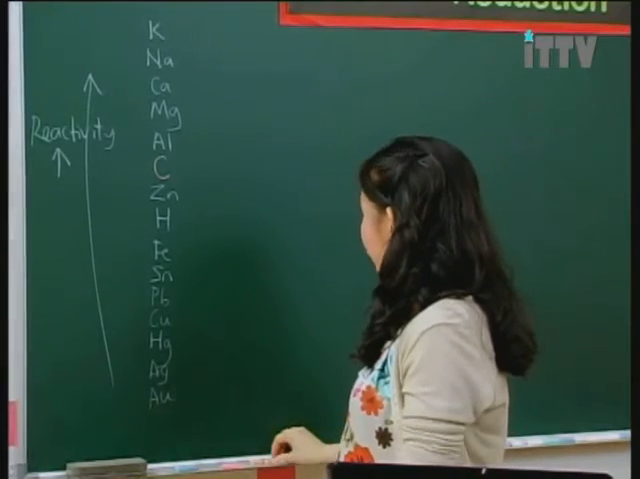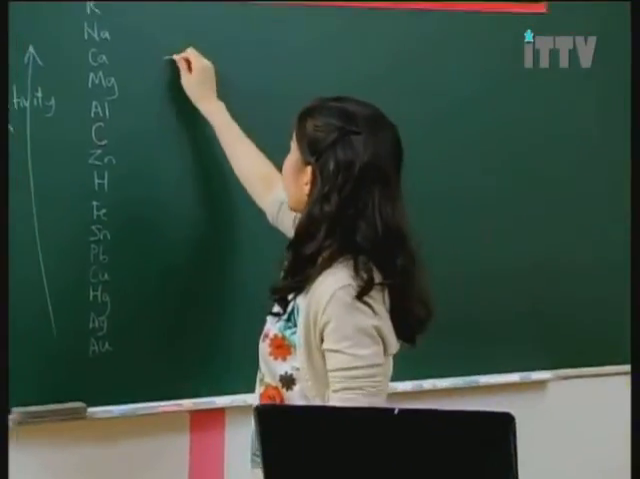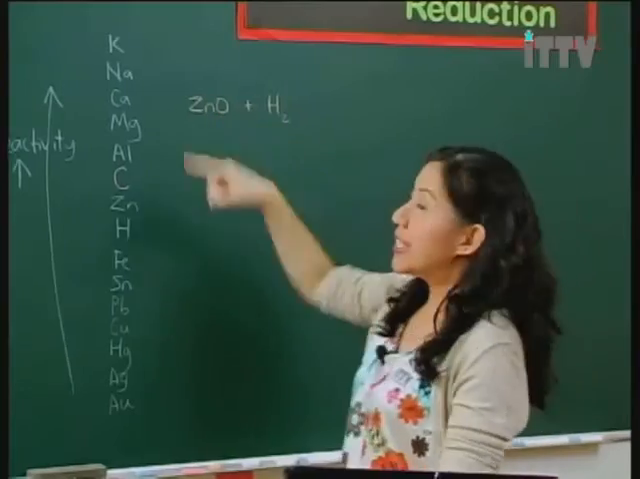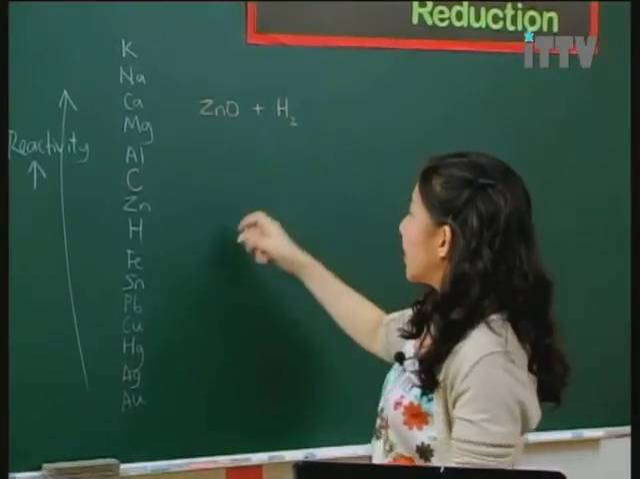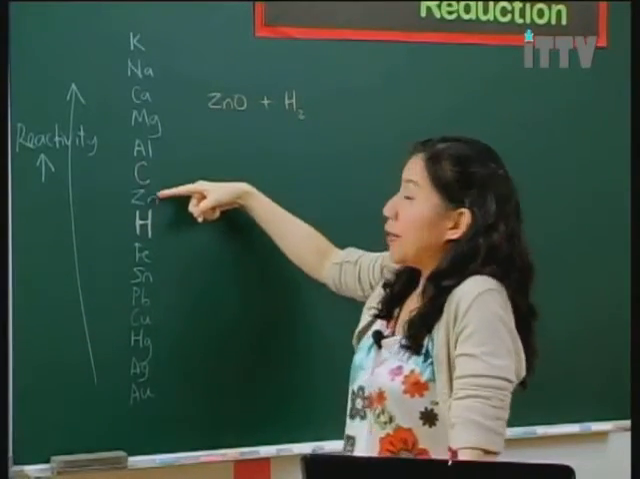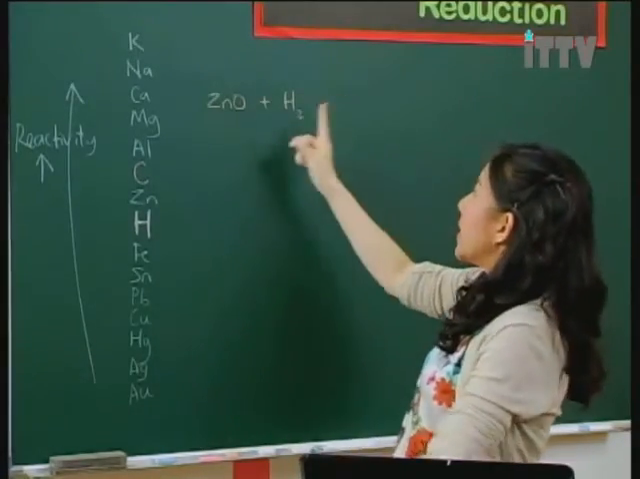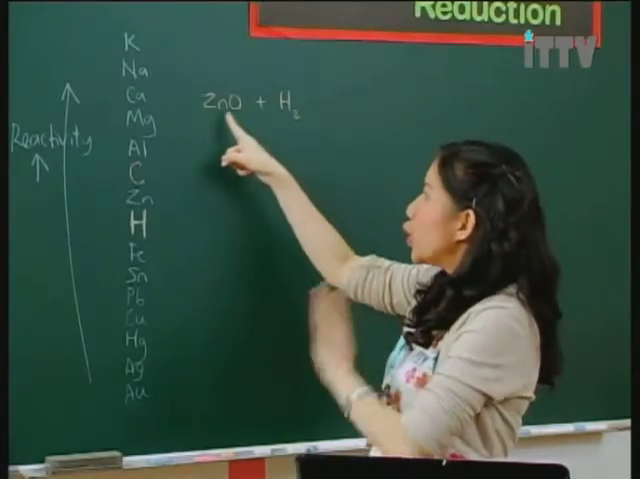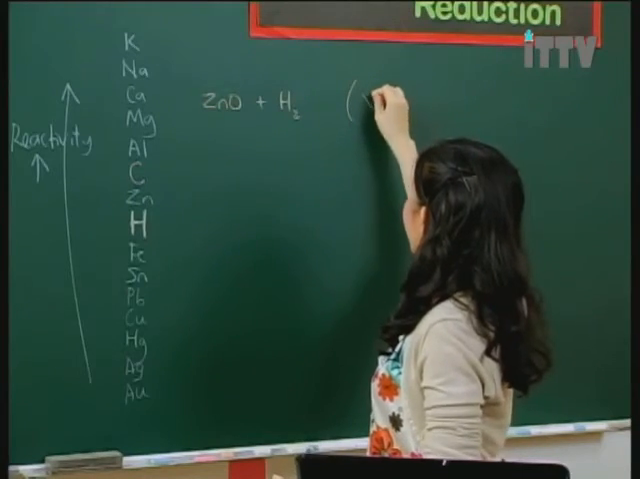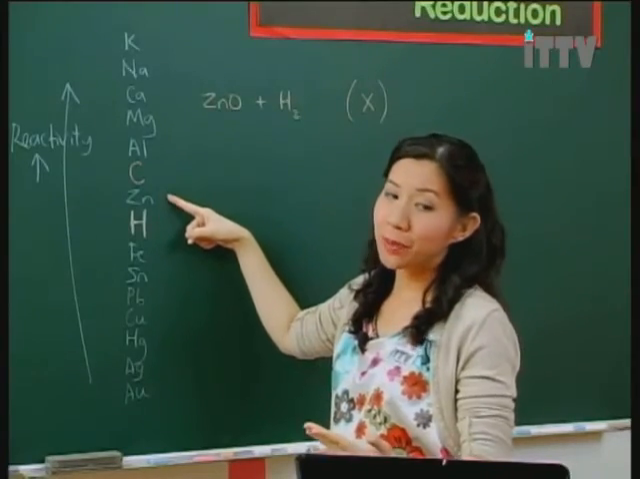So let's look at our first sub-question. Would zinc oxide react with hydrogen? Let's look at the positions in the reactivity series, because hydrogen is here, the position of hydrogen, and zinc is above. So because zinc is more reactive than hydrogen, obviously hydrogen will not be able to reduce zinc oxide into zinc metal. So the answer for this will be no reaction, because zinc is more reactive than hydrogen.